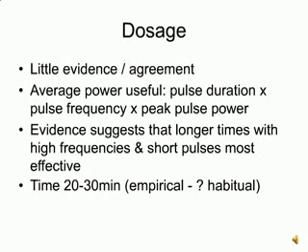In terms of dosage, there is little agreement or evidence in the literature. Having some idea of the average power seems to be useful, and this is a direct function of the duration of each pulse, normally fixed on most machines. The frequency of pulses and the peak pulse power or intensity are both normally adjustable.